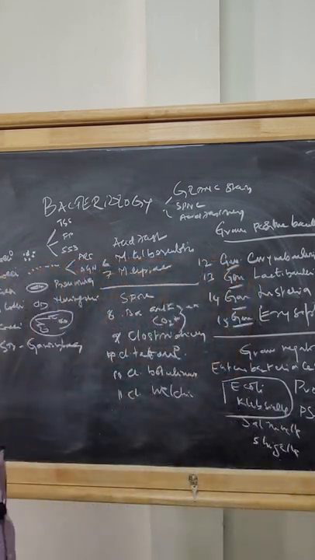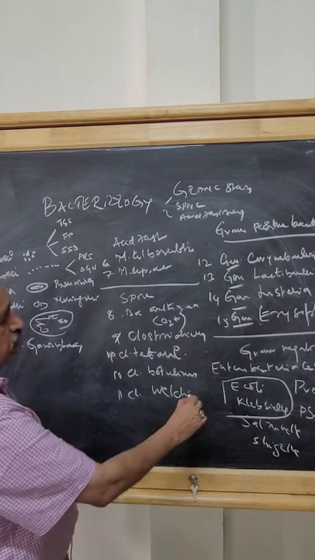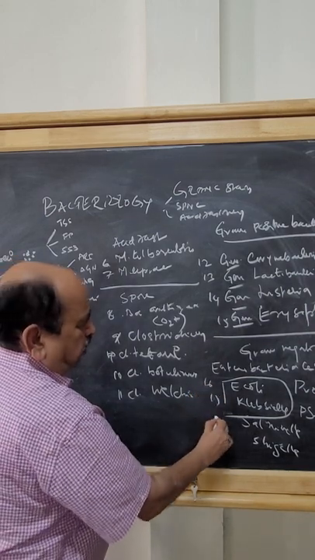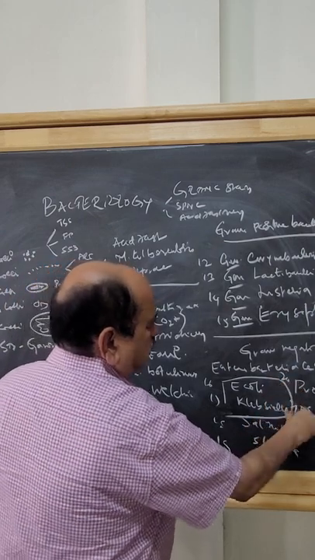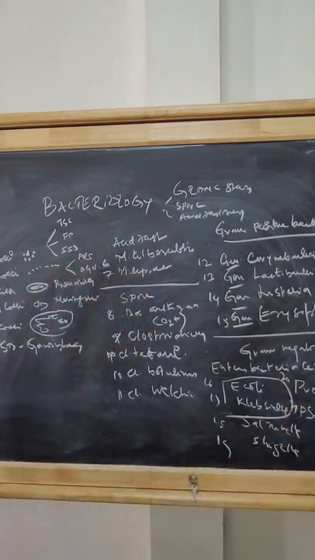Pseudomonas. Okay, now these are the gram-negative bacilli. Then you have a group called coccobacilli.